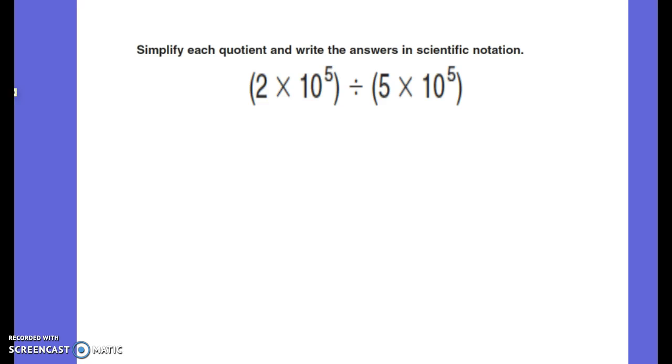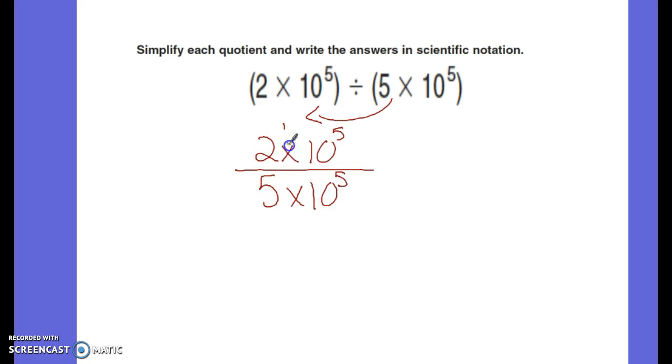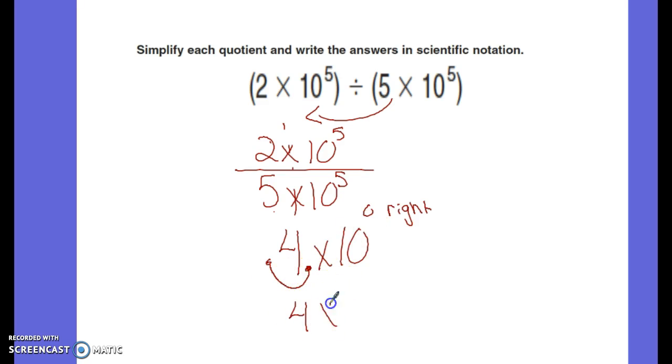Last but not least, we are going to do some division. So I'm going to take this and bring it underneath. 2 times 10 to the 5th divided by 5 times 10 to the 5th. Well, 2 divided by 5, or 2/5, is 0.4 times 10 to the 0. So I had to go 0 right, but 0.4 is not in scientific notation. I needed to go 1 right. If I had to go 0, I moved 1, so now I'm at 4 times 10 to the negative first.